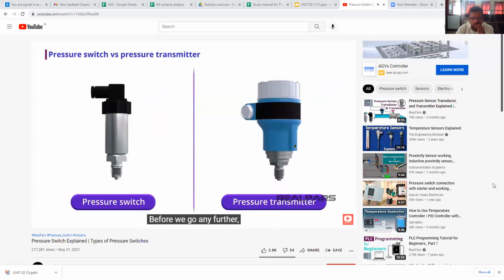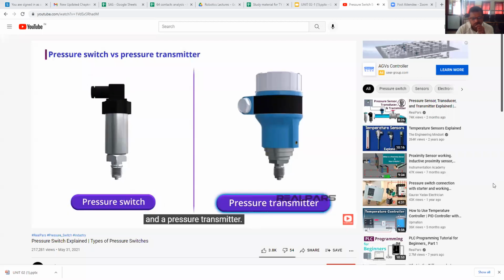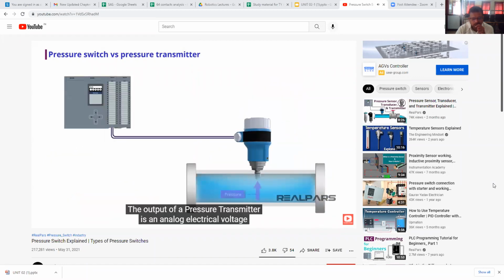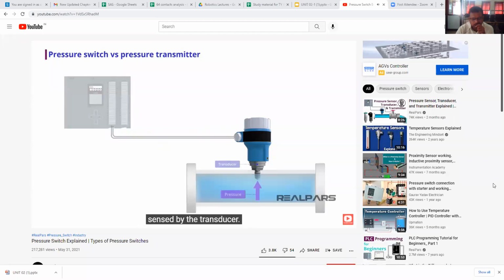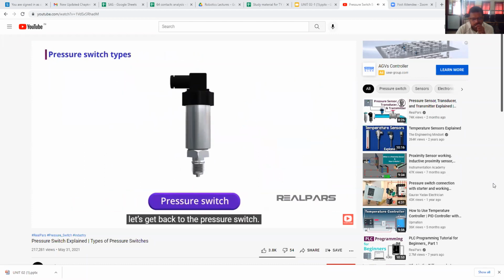Before we go any further, let's clear up any confusion you might have about the difference between a pressure switch and a pressure transmitter. A pressure transmitter has a transducer just like a pressure switch. That's where the similarity ends. The output of a pressure transmitter is an analog electrical voltage or a current signal representing 0 to 100% of the pressure range sensed by the transducer. Okay, now that we've got that cleared up, let's get back to the pressure switch.